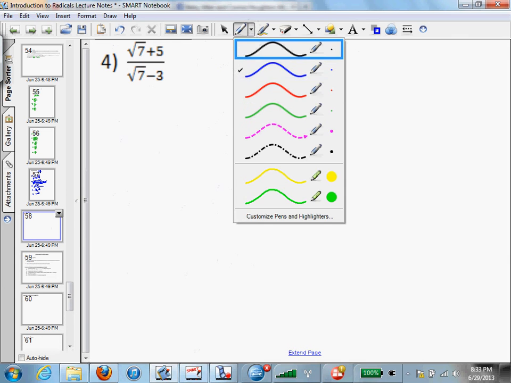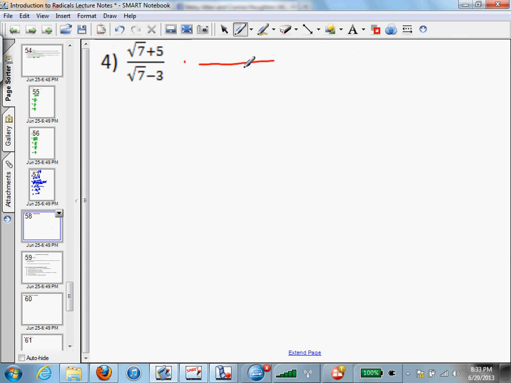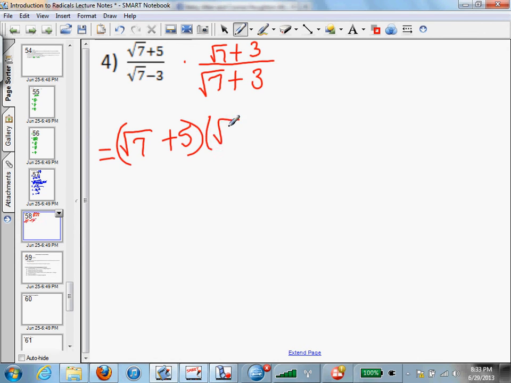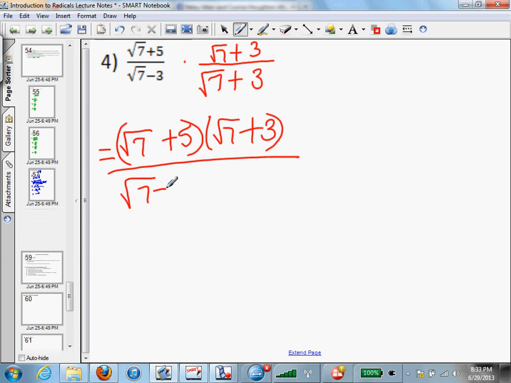For our final example, using conjugates, we're going to multiply the denominator on top and bottom, rewriting our problem originally, but replacing the middle term with a positive instead of a negative. Now, let's rewrite the terms as radical 7 plus 5 times radical 7 plus 3. And on bottom, radical 7 minus 3 is a quantity times quantity radical 7 plus 3.